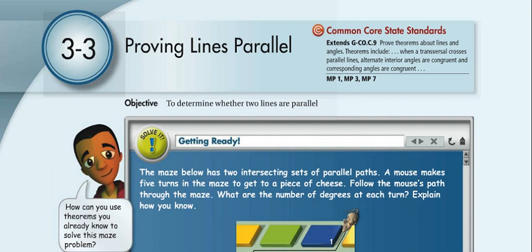Alright, so this is lesson 3.3. We're going to be proving that lines are parallel. So make sure that you have the header at the top. We'll go through really quick on this one because we used a lot of the stuff that we did in our last lesson on 3.2, and so we should be able to get through this one pretty quickly. So our objective today is to determine whether two lines are parallel.